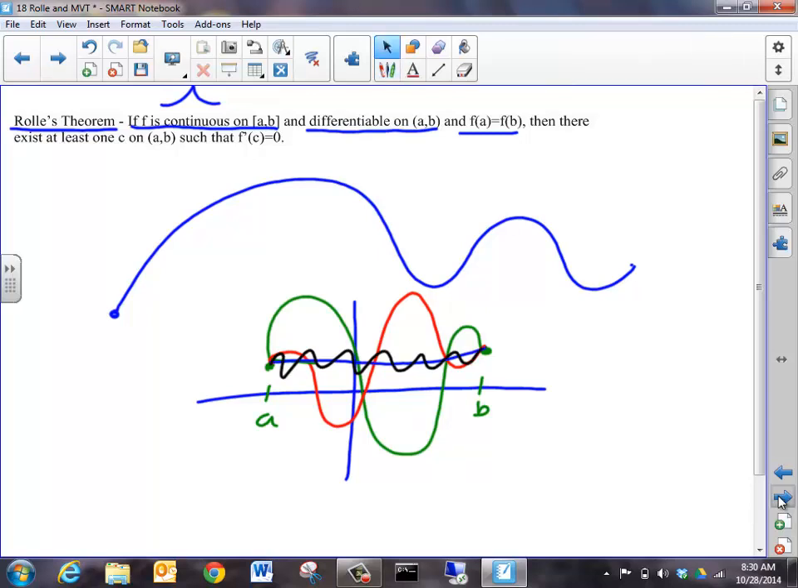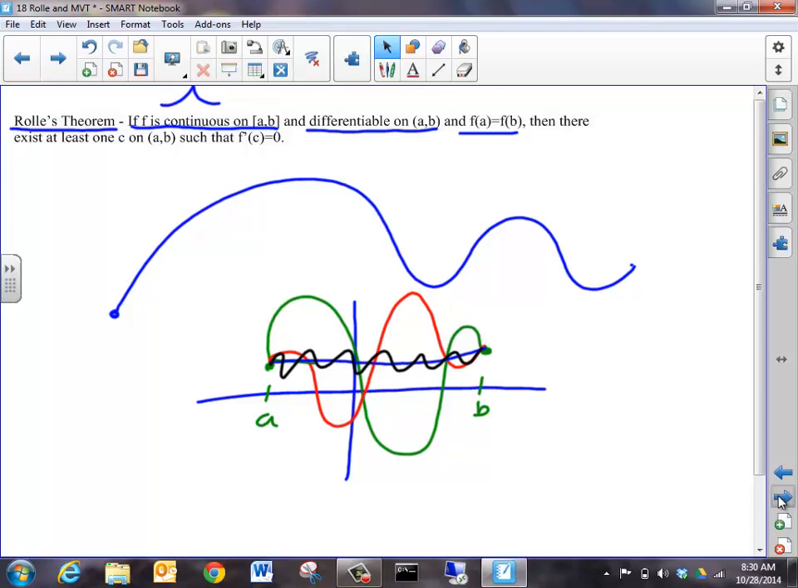Now, we know all of those are continuous. We know all of those are differentiable. We know the endpoints are the same. What's one other thing all of them have in common with one another? Started at a and ended at b. Yep. What's something else they all have in common with one another?